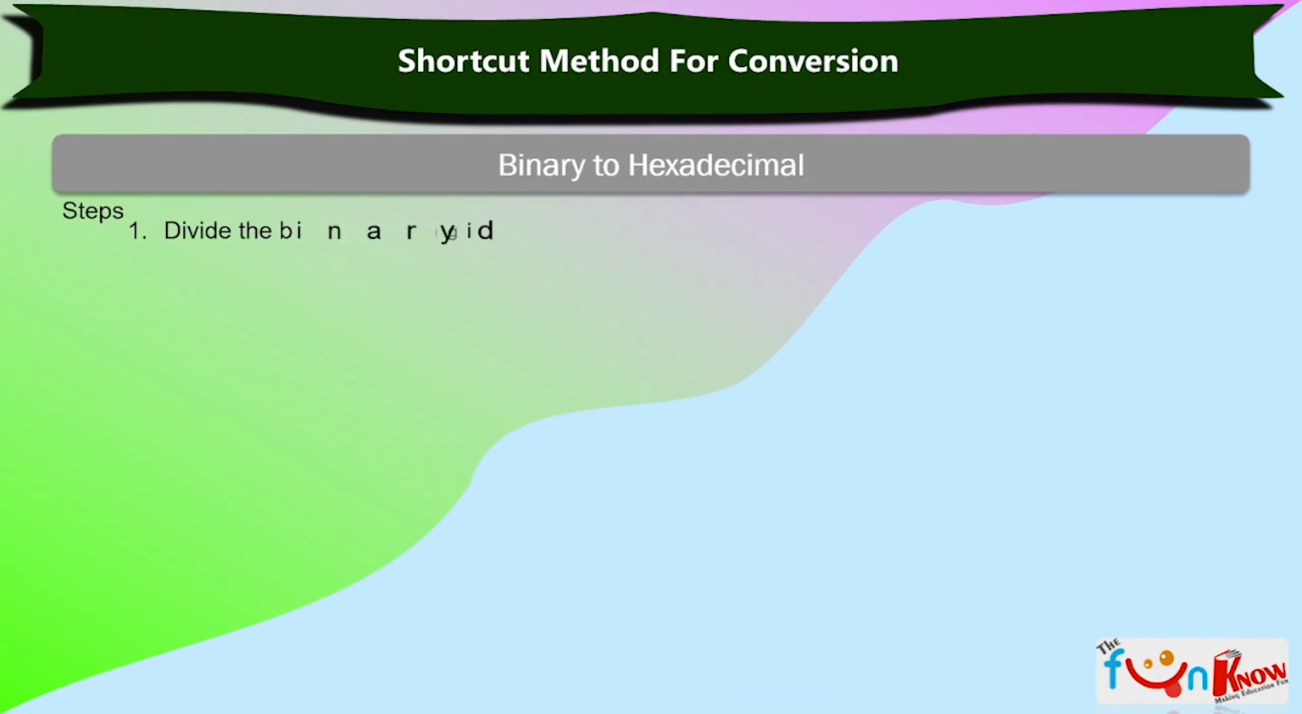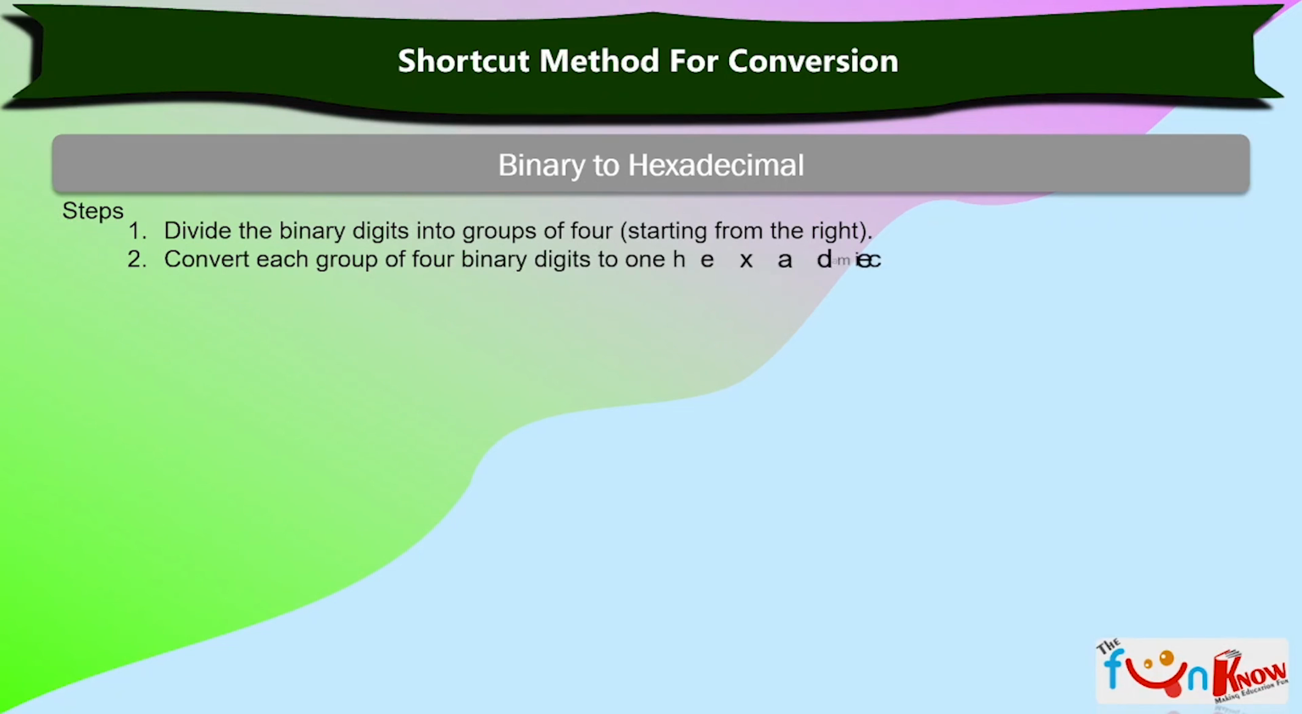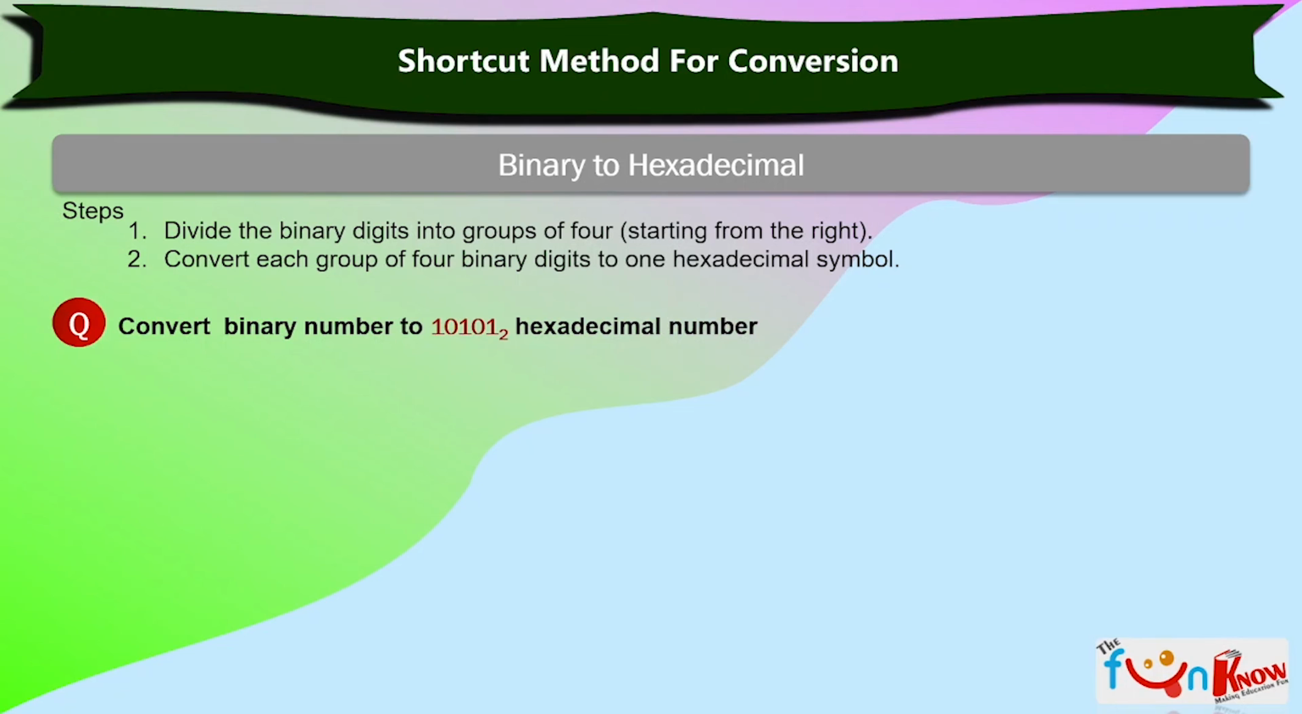Next, binary to hexadecimal. The steps are: divide the binary digits into groups of 4 starting from the right. Convert each group of 4 binary digits into one hexadecimal symbol. Let us apply the steps in an example, students. The example says: convert the binary number 10101 to the base 2 to hexadecimal, that means converting that value to the base 16, right?